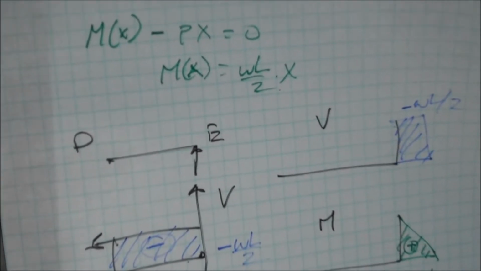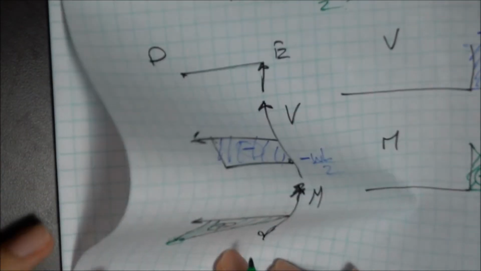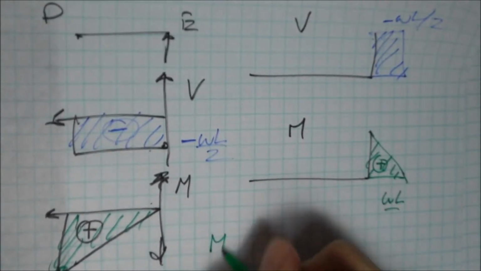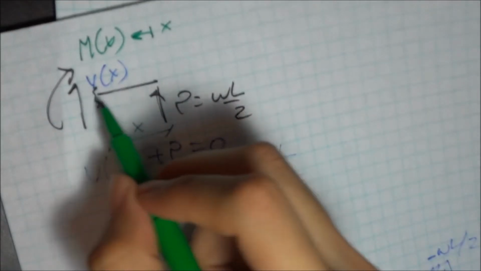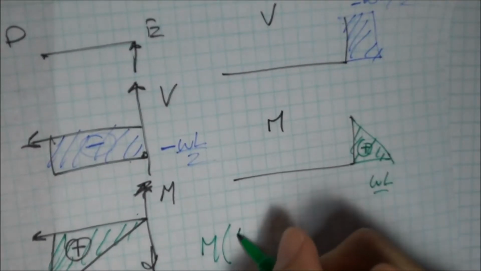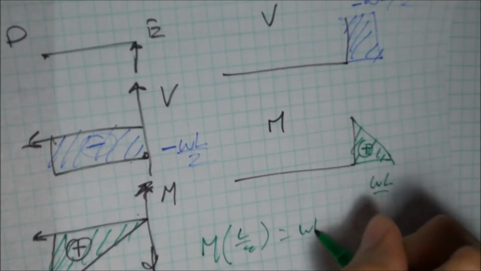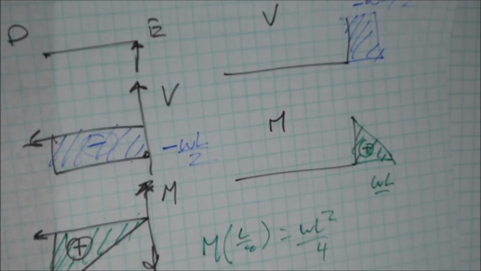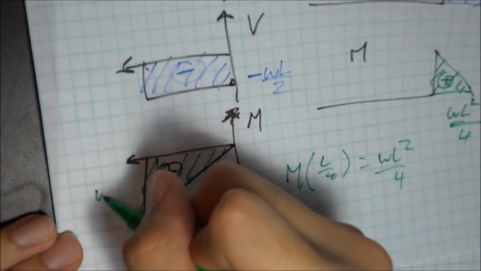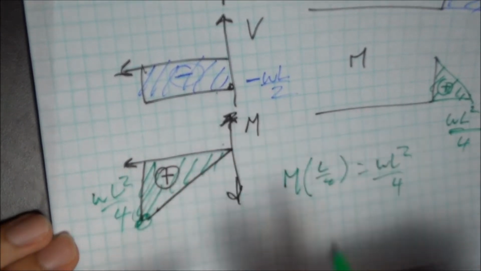Oh, and then there's a question of what is this value? This value is equal to... and what is this length? This length is L over 2. So I'm going to plug in L over 2 here, and I get L squared over 4. So this value here should be L squared on 4.